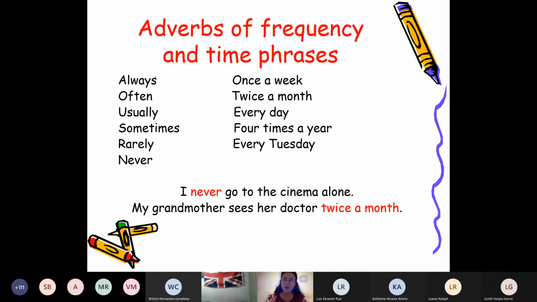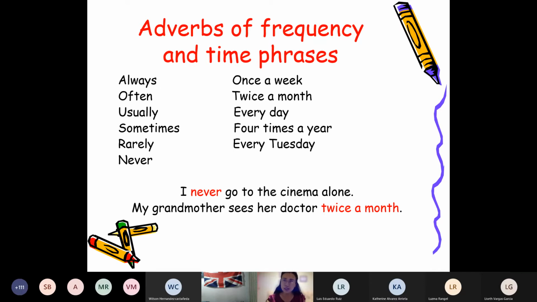Often means that you do an activity 75%. For example, I often go to the park. It means that you go, not always, not every day, but you go to the park 3 or 4 times a week. I usually go to the park. Usually means that you go to the park like 50%.